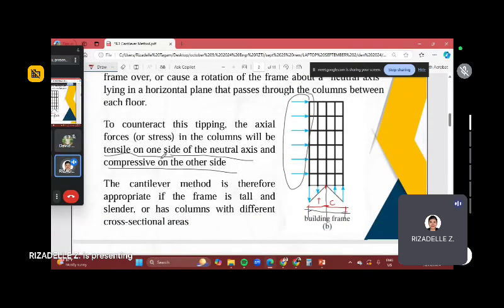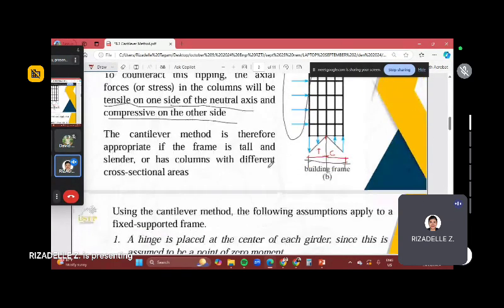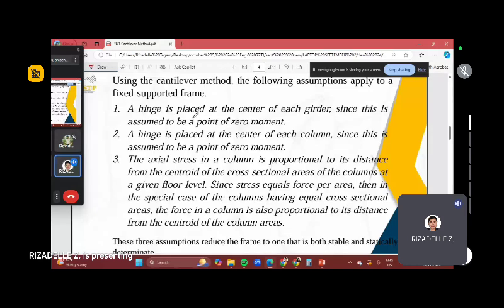So, the cantilever method is therefore appropriate if frame is tall and slender or the columns has different cross-sectional area. So, diyan na ito ma-apply ang atong cantilever method. So, using the cantilever method, the following assumption also is applied if you will analyze a fixed supported frame. So, iyang support is ka-fixed class ha.